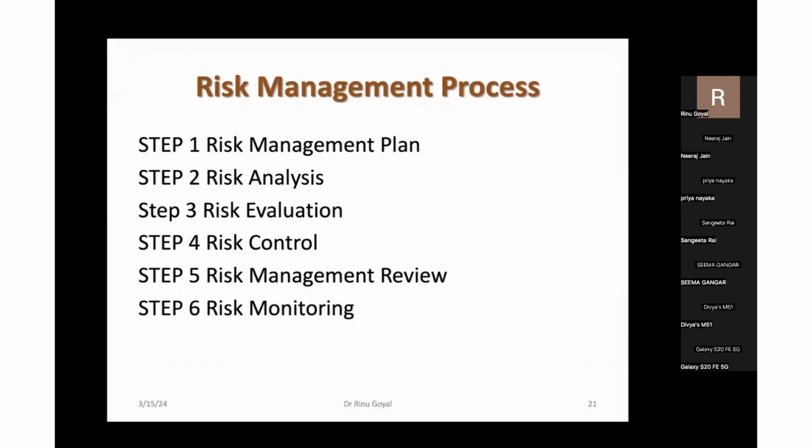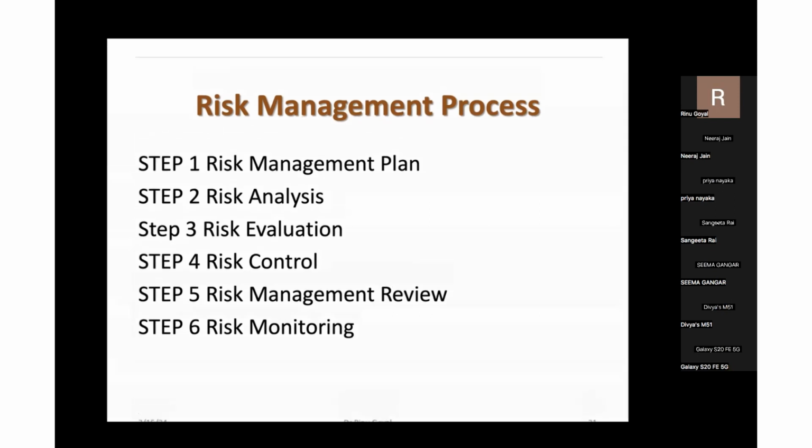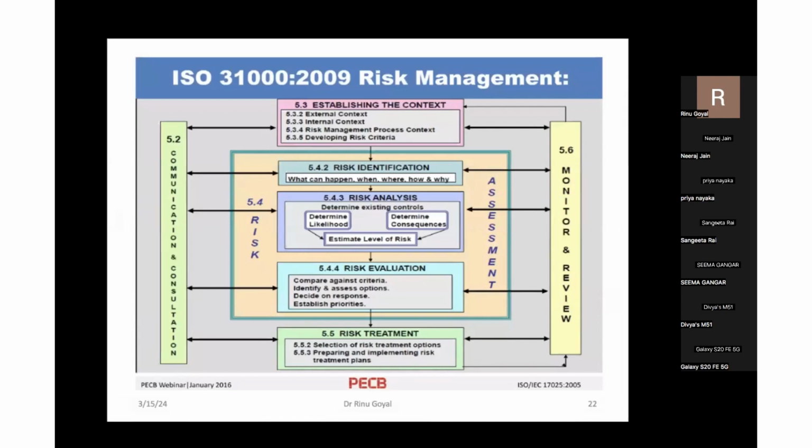So now I come to the main topic, the risk management process, which we have learned 5.6 tells us we have to develop. There are 6 steps in total: the risk management plan is to be developed, then risk analysis, risk evaluation, risk control, risk management review, and risk monitoring. One by one, I will proceed on that.